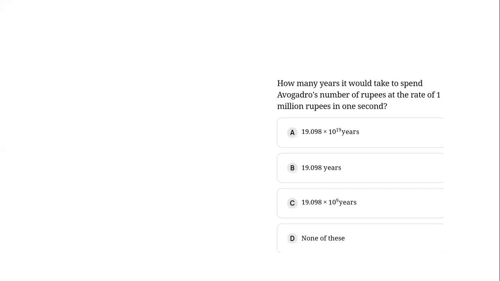Good evening, children. Today we are going to discuss some important areas of this mole concept, some important numericals of mole concept. Okay, so the first concept is here.